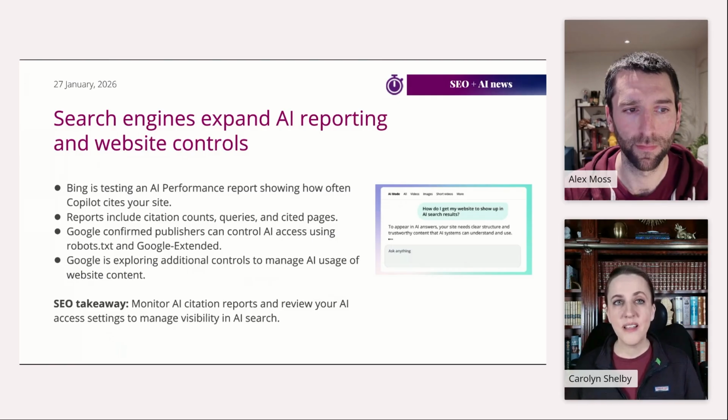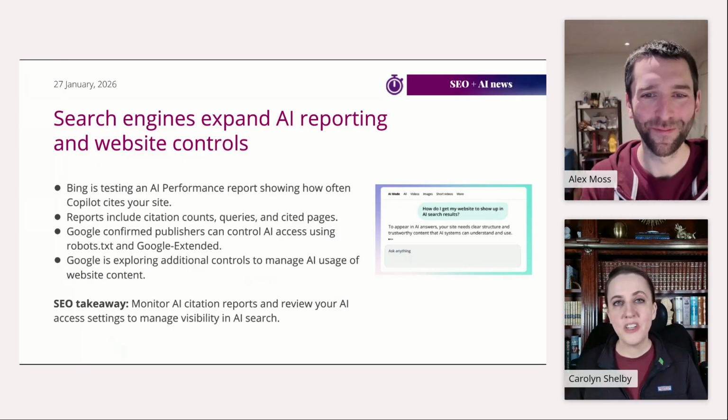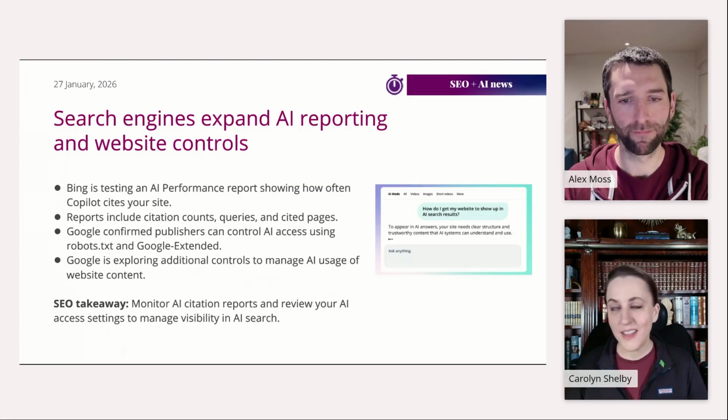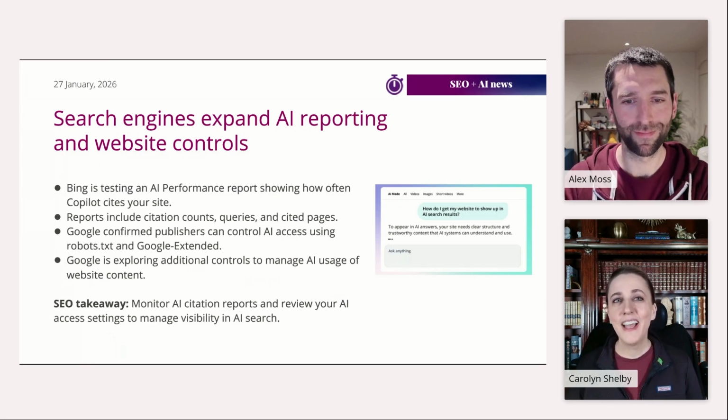Google also came out and said that publishers can control AI access using robots.txt and Google-Extended. I have opinions about that, but okay. And Google's also exploring additional controls to manage AI usage of website content. So your takeaway is that you should be monitoring AI citation reports and reviewing your AI access settings to manage your visibility in AI search, which, yes, is rather obvious, but generally the obvious things bear repeating.